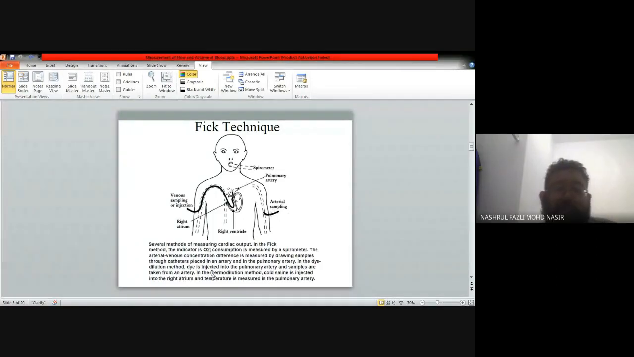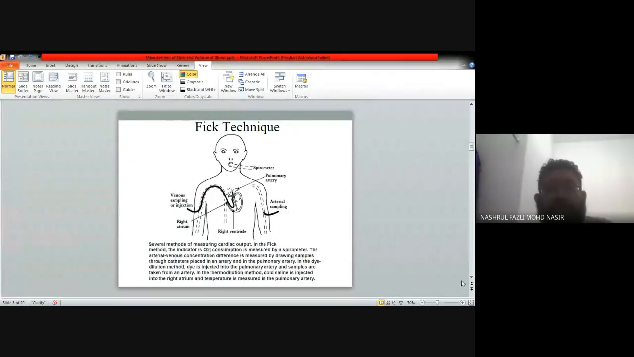In the dye dilution method, dye is injected into the pulmonary artery, and samples are taken from the artery. Just imagine you inject there, and samples are taken from the artery. In the thermodilution method, cold saline is injected into the right atrium, and temperature is measured in the pulmonary artery. So this is the way people use this Fick technique to measure what I call the cardiac output.